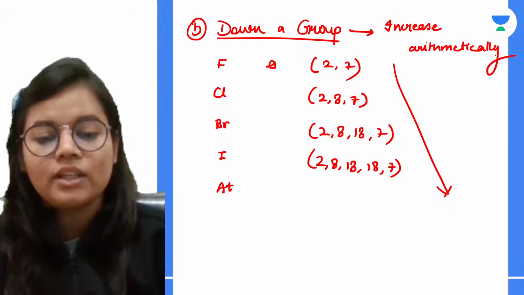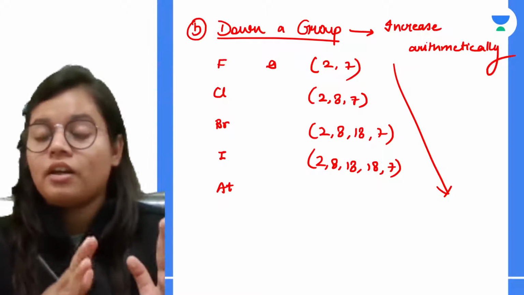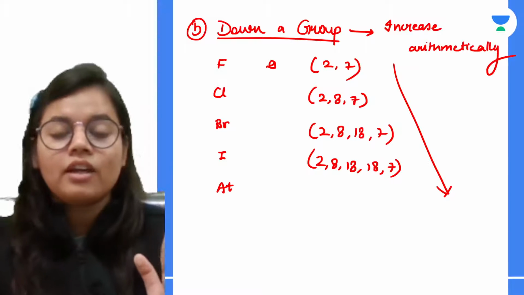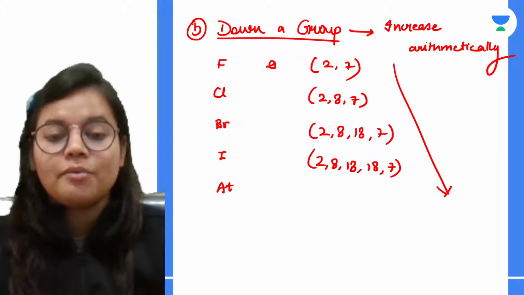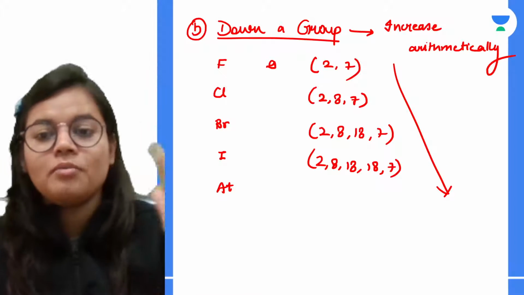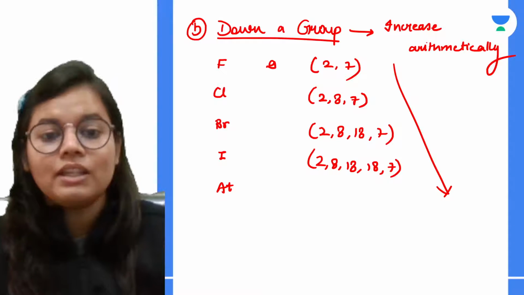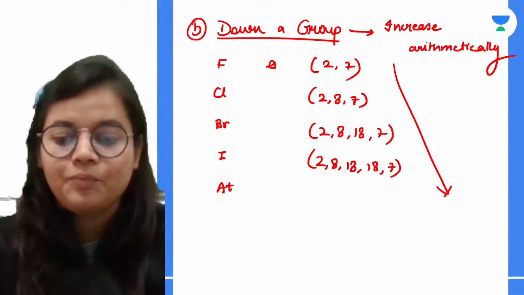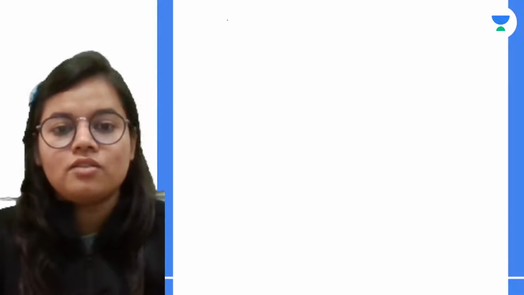Okay, let's quickly see what happens across a group and across a period. In moving across a period, the number of shells remains constant. Moving down the group, the number of shells increases one by one. They increase arithmetically. Okay, next point is valency.